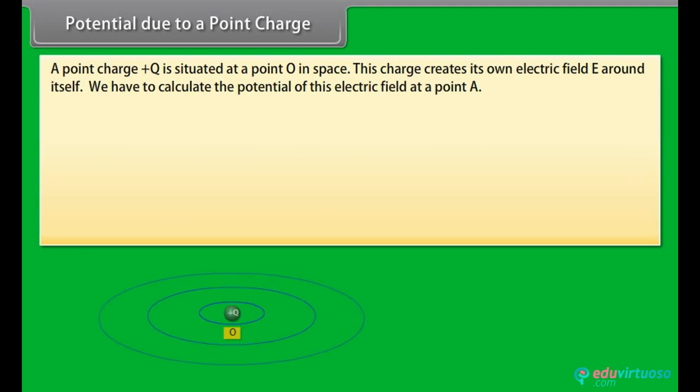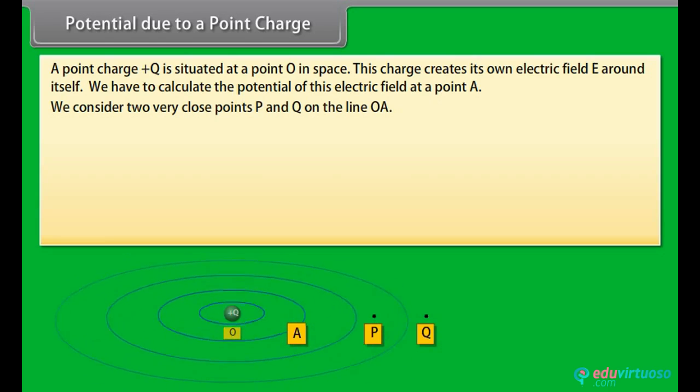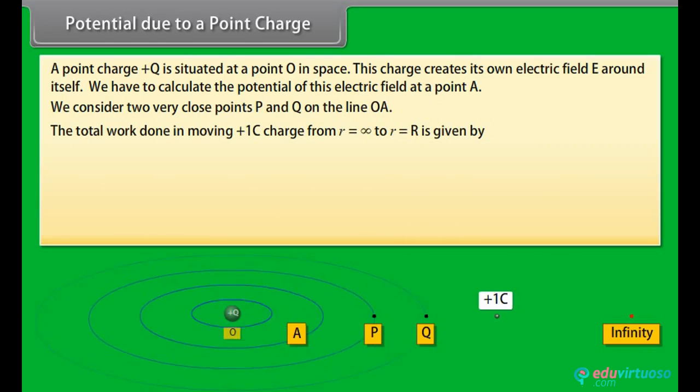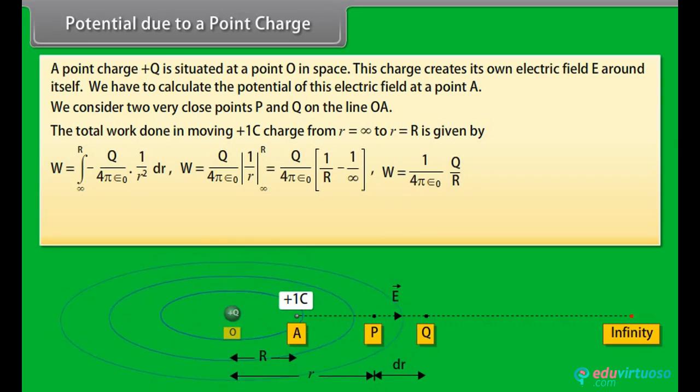Potential due to a point charge. A point charge plus Q is situated at a point O in space. This charge creates its own electric field E around itself. We have to calculate the potential of this electric field at point A. We consider two very close points, P and Q, on the line OA. The total work done in moving plus 1 coulomb charge from infinity to point R is given by W is equal to 1 upon 4 pi epsilon naught multiplied by Q upon r.